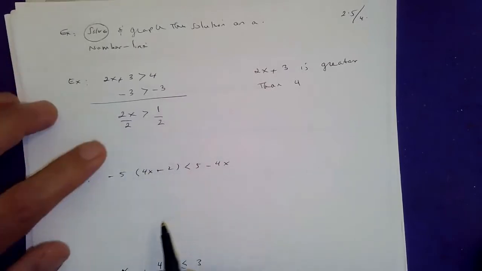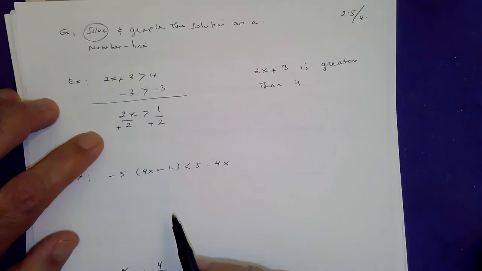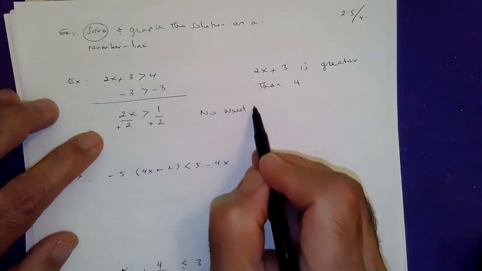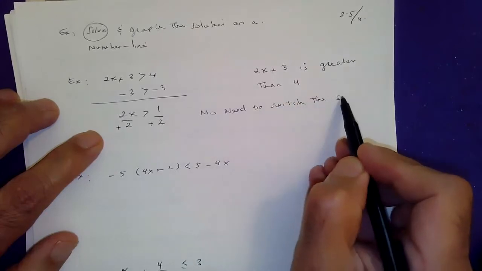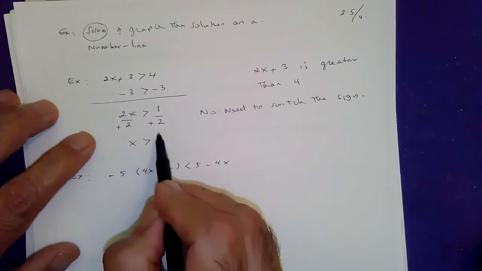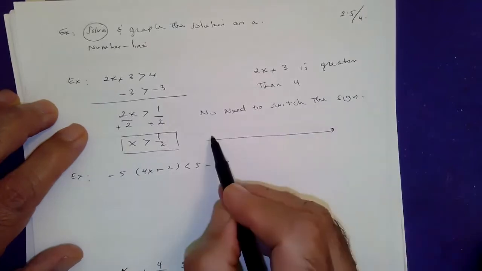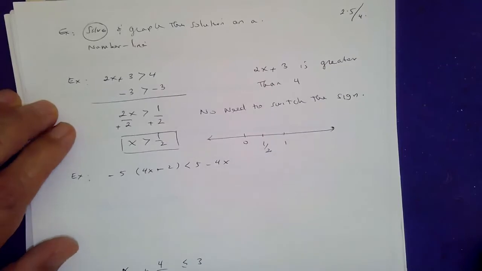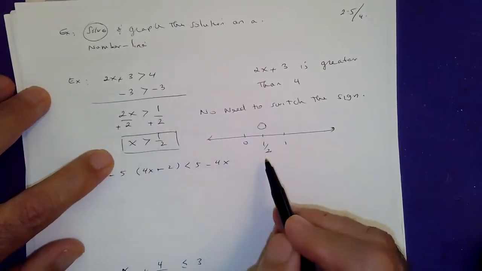Notice I don't have to switch the sign because I divided both sides by positive numbers. So no need to switch the sign. Do you see it? So the answer is x is still greater than 1/2. So here is 0, here's 1, 1/2 is halfway in between. There is no equal sign, so we have an open dot.